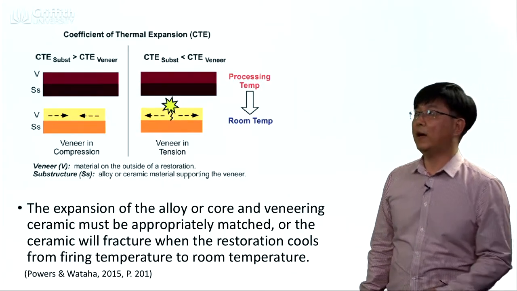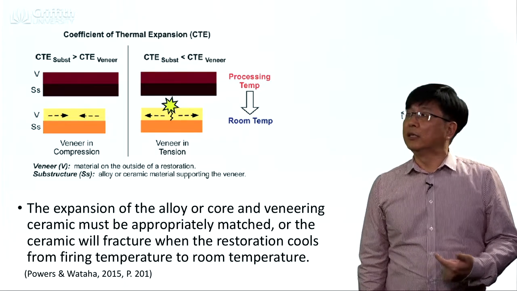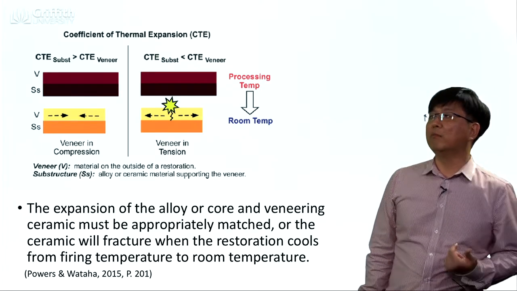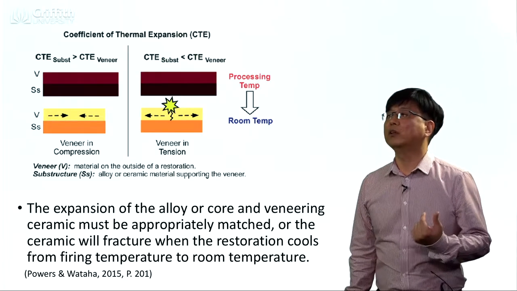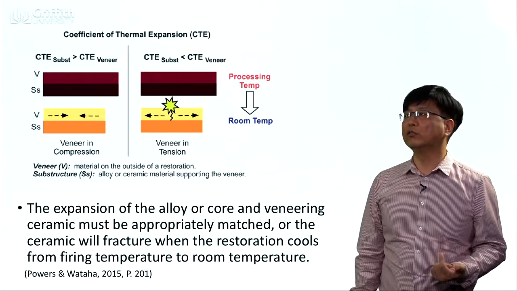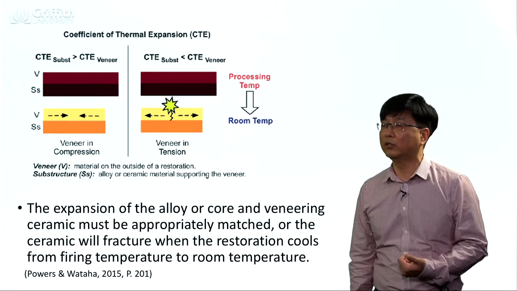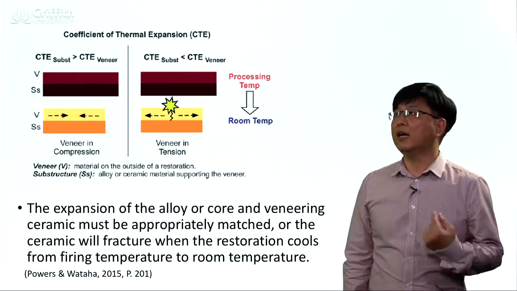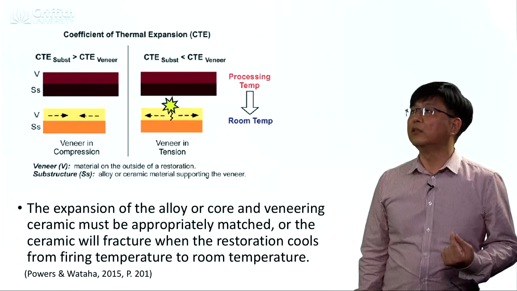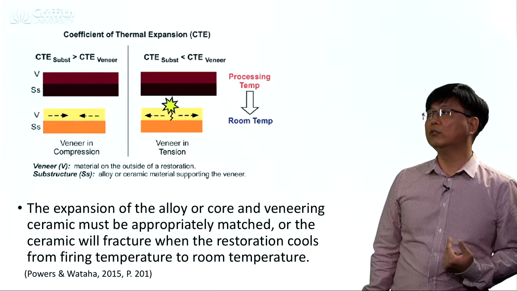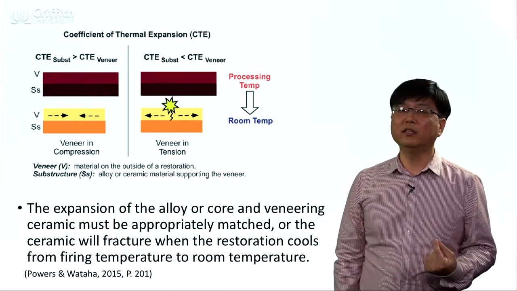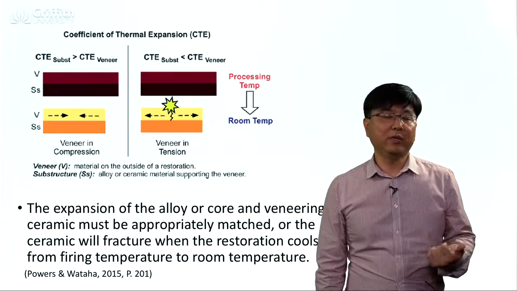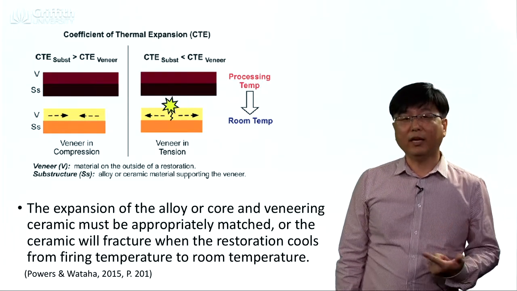The next slide is talking about the expansion of the alloys within two different materials. The expansion of the alloy or core and the veneering ceramic must be appropriately matched, or the ceramic will fracture when the restoration cools from the firing temperature to room temperature. So when you look at this diagram on the left half, if the CTE of the core is slightly higher than the CTE of the veneer, when they cool down to room temperature, the veneer will be in compressive strength. As you may know, ceramic is quite strong in compression.